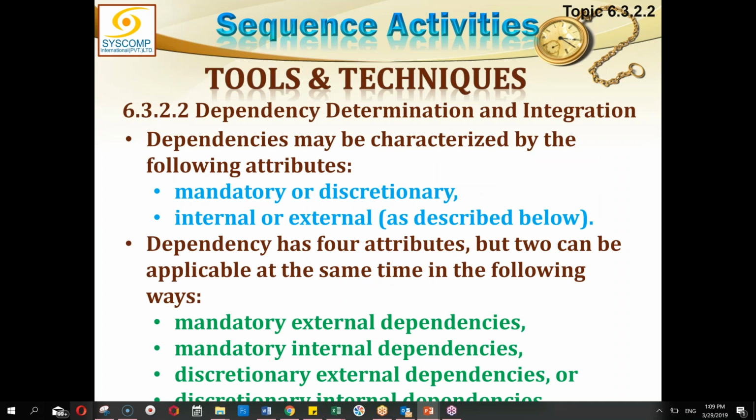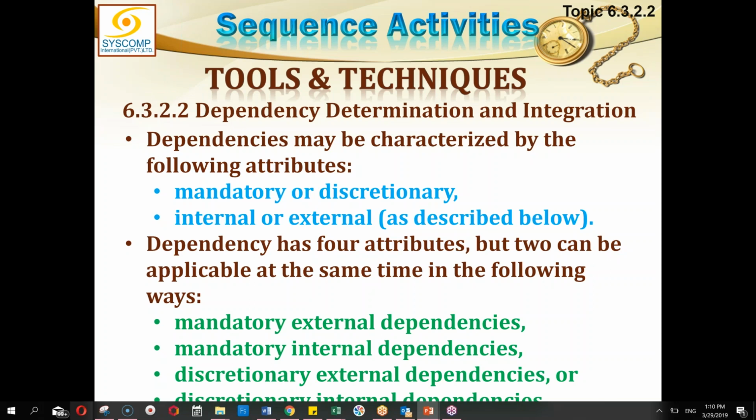Dependency determination is a very crucial work. There are certain dependencies which are mandatory and others are discretionary. Mandatory dependencies are those which are technically binding. You can't move ahead until and unless you fulfill that mandate. Discretionary dependencies are where you could have done the other job in parallel, but you have been mandated not to do that. This is a discretion of your boss.